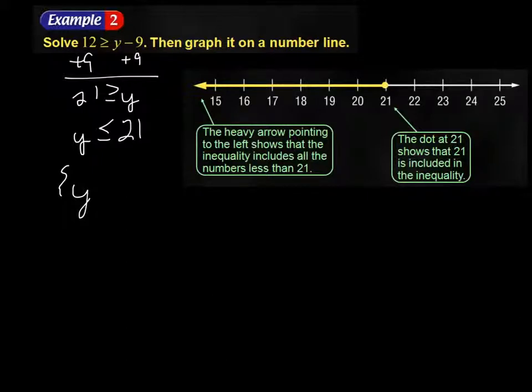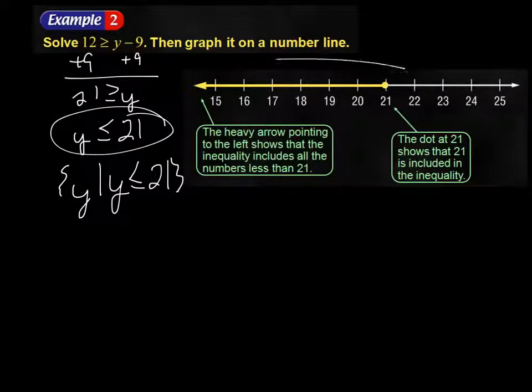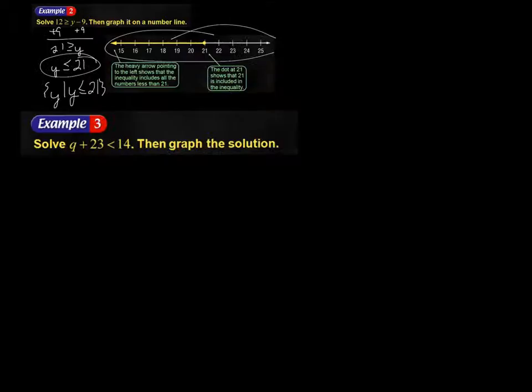So if you see all of this business, it means the same thing as what we just did, and it's read the set of all numbers y, such that y is less than or equal to 21. I'm fine with this, and there's our graph, and we're happy.